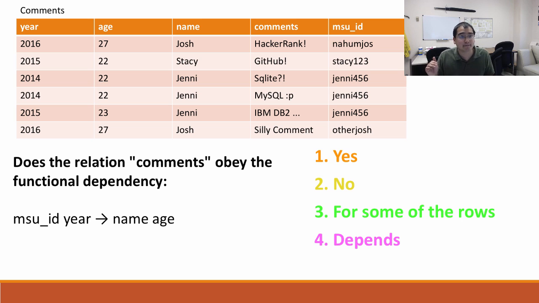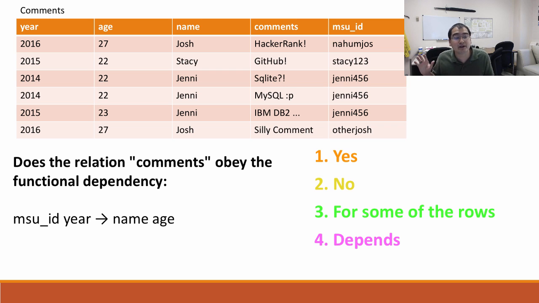So we're okay. We also have another MSU ID year combination, Jenny 456 and the year 2015. Does this match with any other rows? No, so that's fine. And then the last row we have other Josh and 2016. Does this match with any other rows? No, so we're fine. So does this relation obey the functional dependency MSU ID and year determines name and age? The answer here is yes.